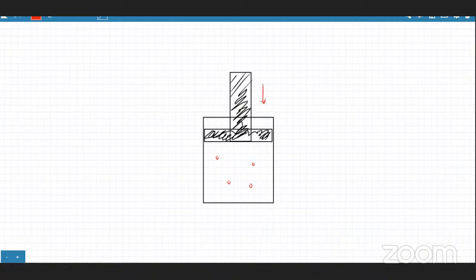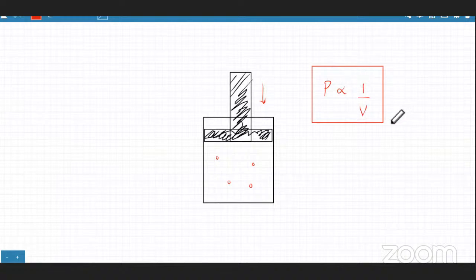Now, if I increase pressure, volume should decrease. So pressure is inversely proportional to volume, right? So volume should decrease, and that makes sense. Keep on increasing pressure, the volume should decrease. But this relationship fails at high pressures. Why does it fail? Let's assume you've taken it to a very high pressure, very close to infinite pressure. The volume should go to zero, right? This piston should move and touch the base.